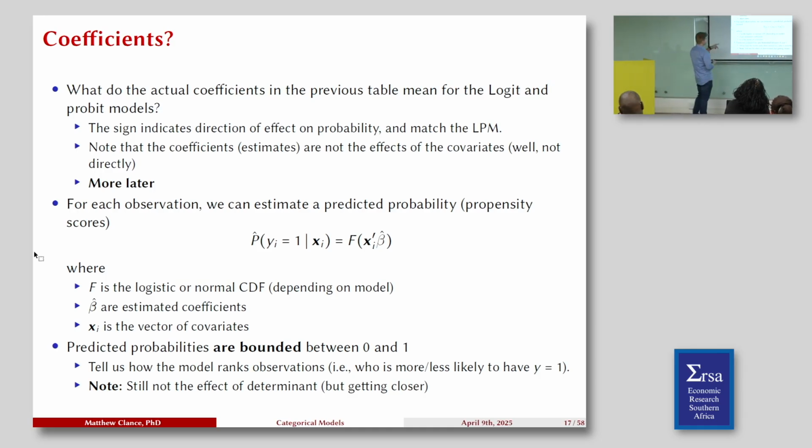So this is, in this case, the F, because if I was using the logistic, the F would be the logistic, and if it's Probit, we'd be in the normal CDF. So these are our estimated coefficients, and then we have our X vectors, our vector of covariates here. And then our predictions will be bound between 0 and 1. That means we don't have that LPM problem. It's not above 1 and less than 0.